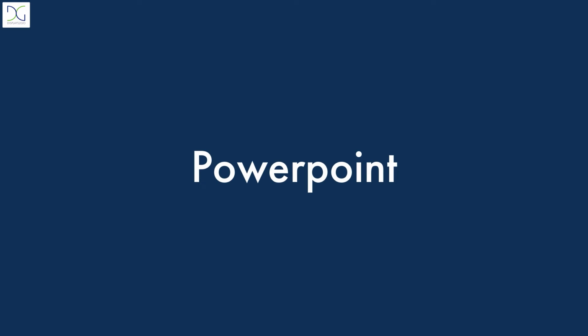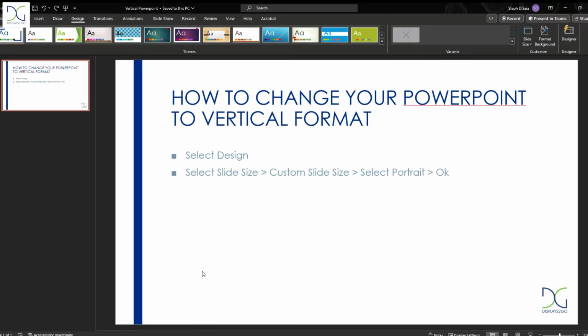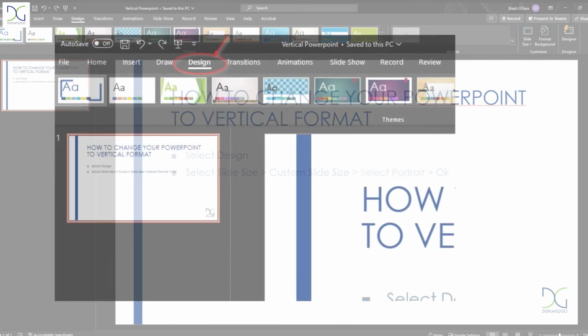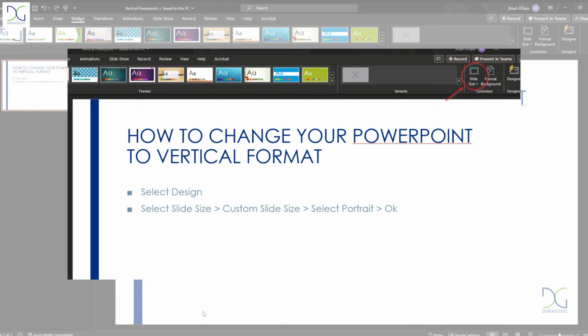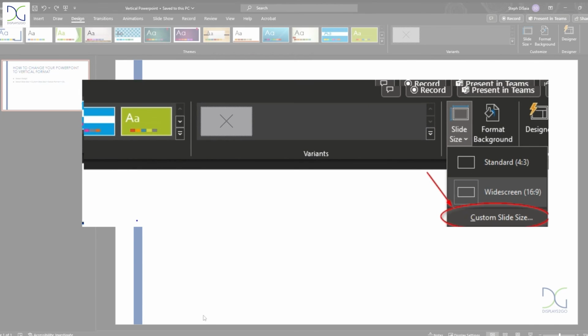Next, we'll do the same thing for PowerPoint presentations. To start, head up to your Design tab. From there, go to Slide Size, and then click the drop-down for Custom Slide Size.